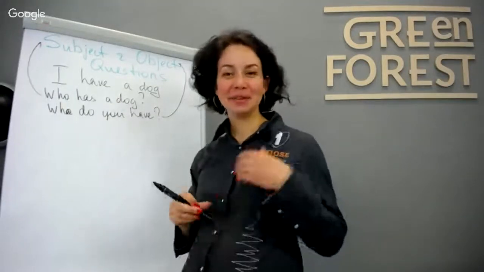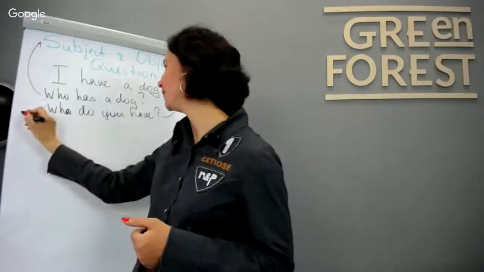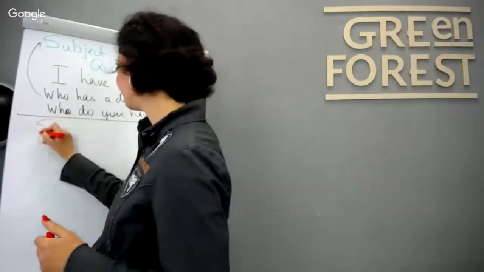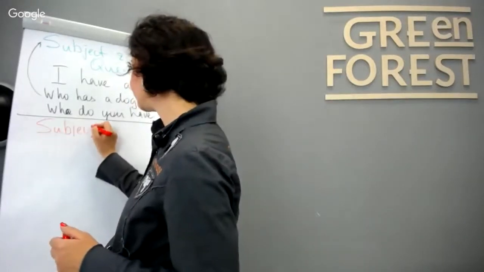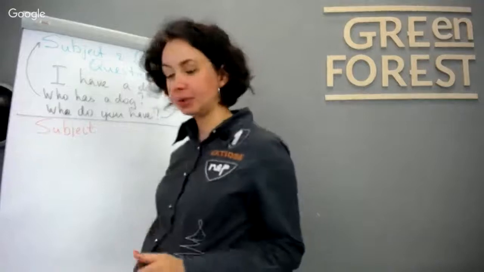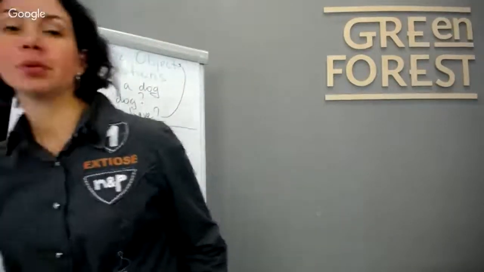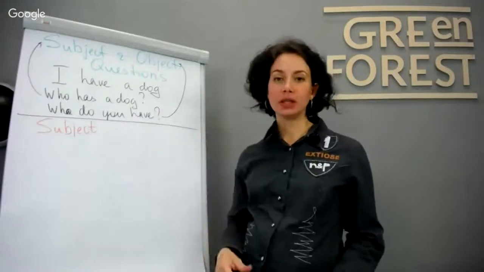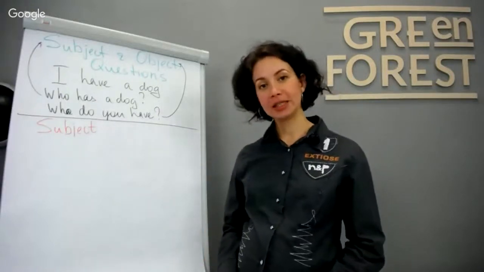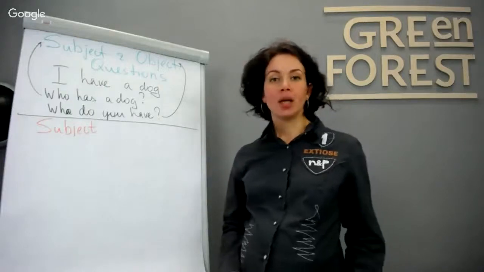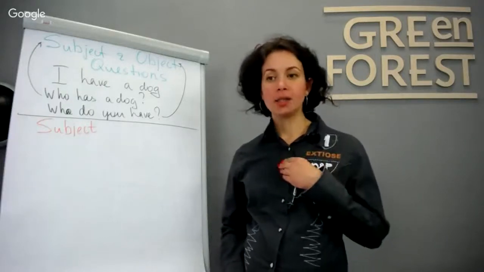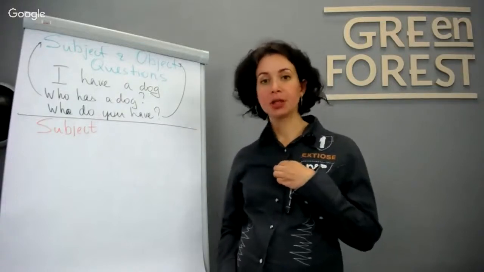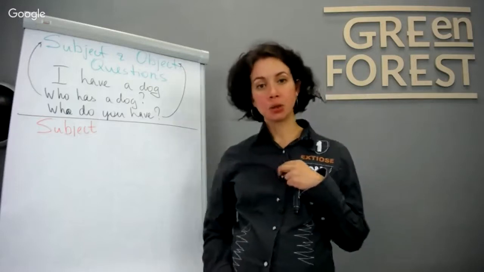Now let's look precisely at each of them. The first one we will have is the subject question. You know what the subject is? Subject is a person who does the action. It's usually something that is at the beginning of our sentence. For example, I work every day. I is the subject. My husband sometimes cooks. My husband is the subject. My daughter loves painting. My daughter is the subject.